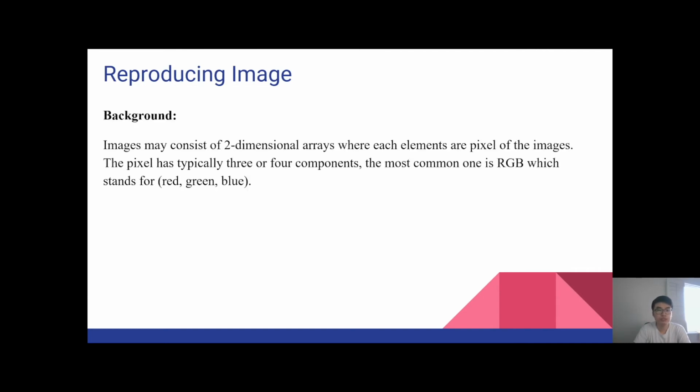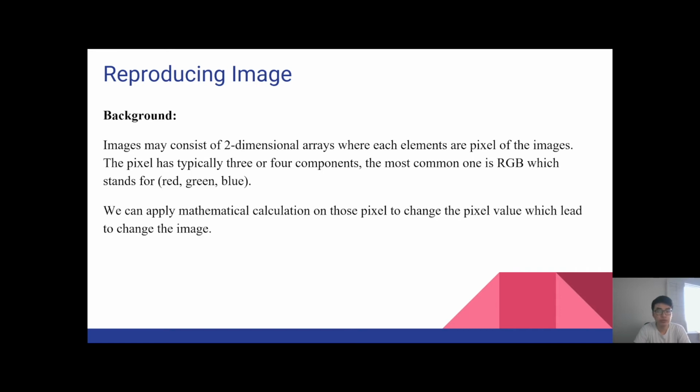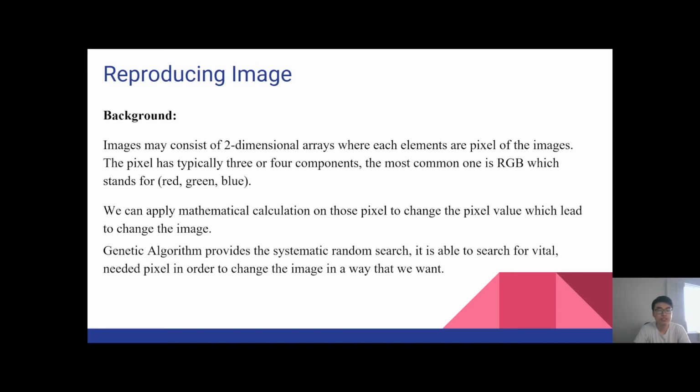Now let's go to reproducing images. Images may consist of two-dimensional arrays, where each element is a pixel of the image. A pixel typically has 3 or 4 components. The most common one is RGB, which stands for red, green, and blue. We can apply mathematical calculations on those pixels to change the pixel values, which leads to a change of the image. A genetic algorithm provides a systematic random search that is able to search for the vital pixels needed in order to change the image in the way that we want.